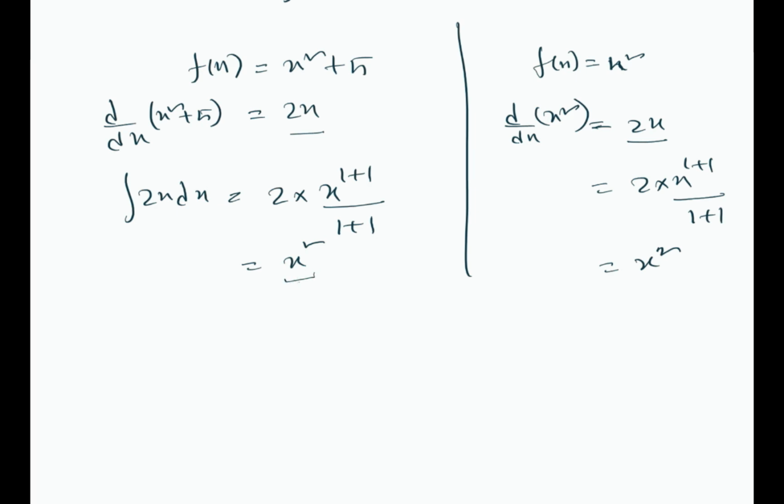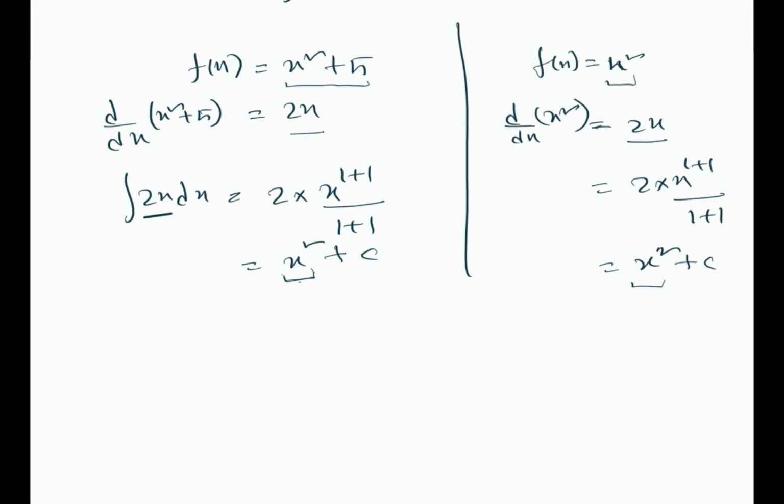Here we are getting only x squared, but our original function was x squared plus 5, and here we are getting x squared, and our original function was x squared. But from this derivative function, after doing the integration, we are not getting our original function, which was x squared plus 5. So to integrate that, maybe there was a constant. To just integrate this, we always add a c in both cases.